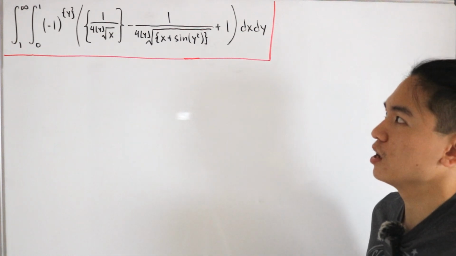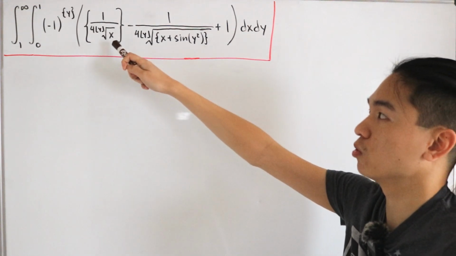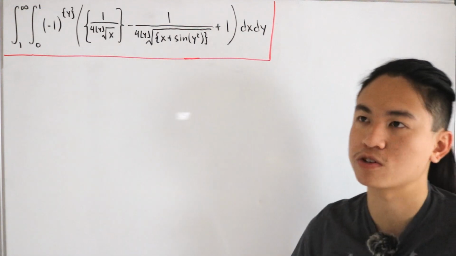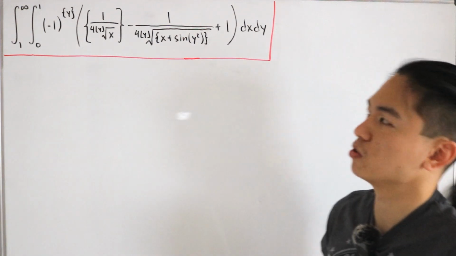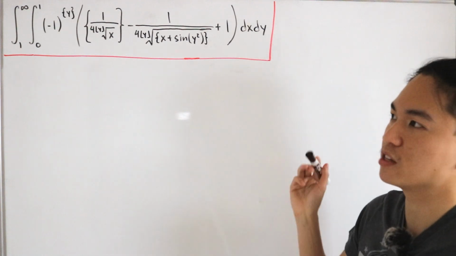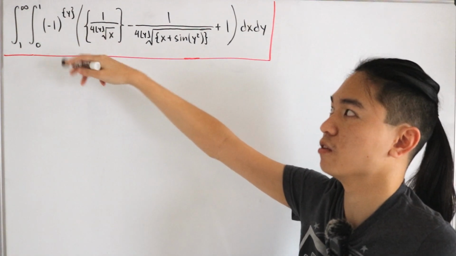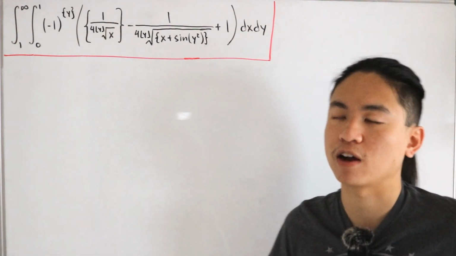But as we see here, what we'll be doing is first tackling the inner integral, so whatever is in the parentheses first, where there's a bunch of stuff going on. We can apply some linearity and tackle things one by one. Once we get to that, then all that's left is doing the outer integral associated with the negative one to the power of the fractional part of y.